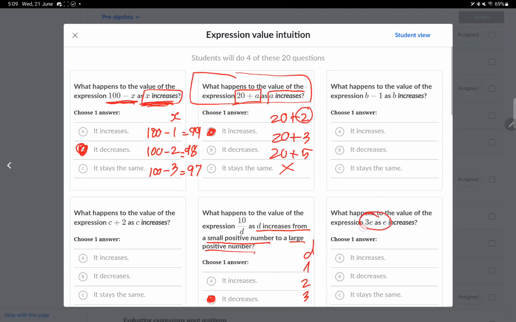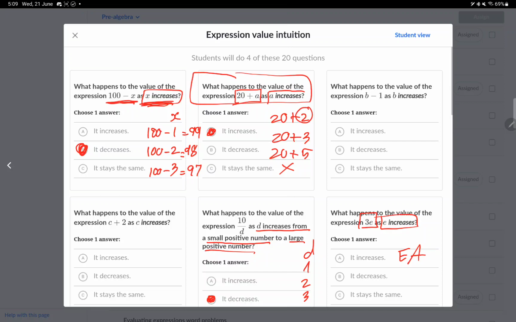This one though, what happens to 3e as e increases? What happens to 3e? Is it A, B, C, or D? A, B, or C? What happens to 3 times e? Any confident guess? Increase. Okay, Evelyn got increase. Avina, what do you think? Increase or decrease? Increase. And yes, that would be the correct answer.